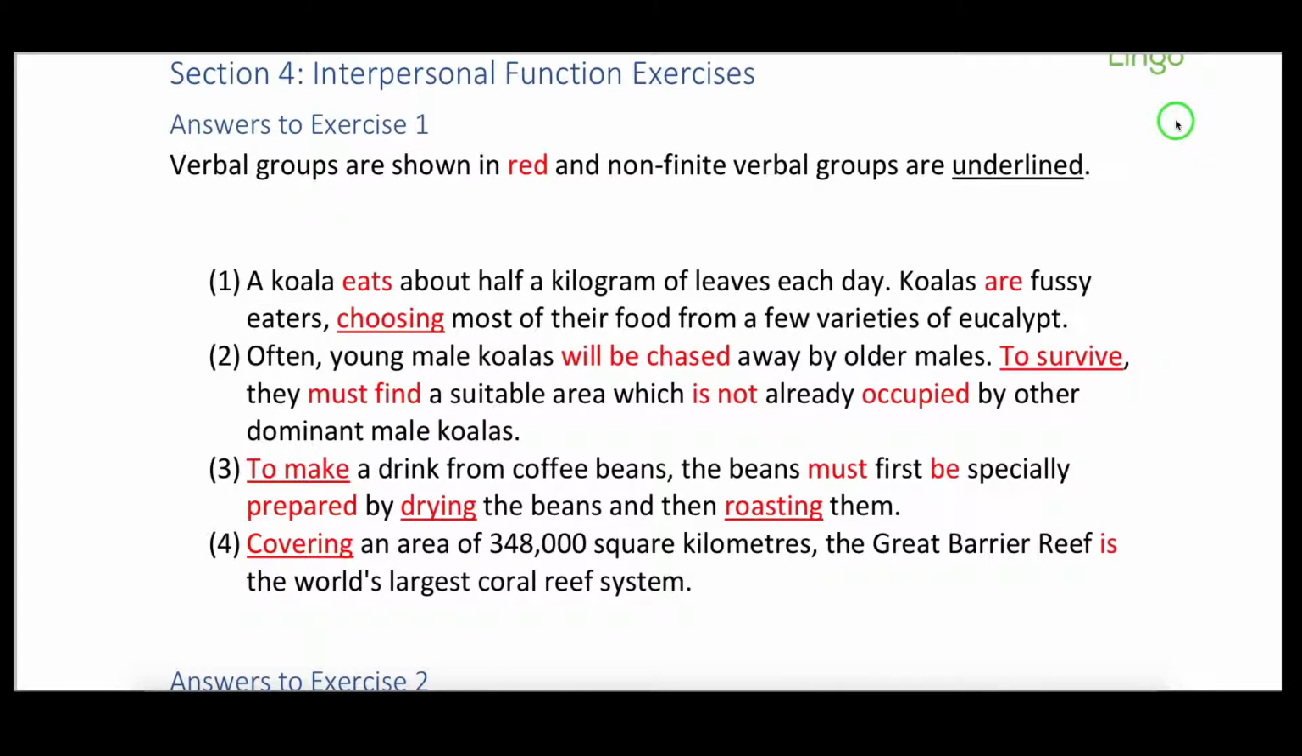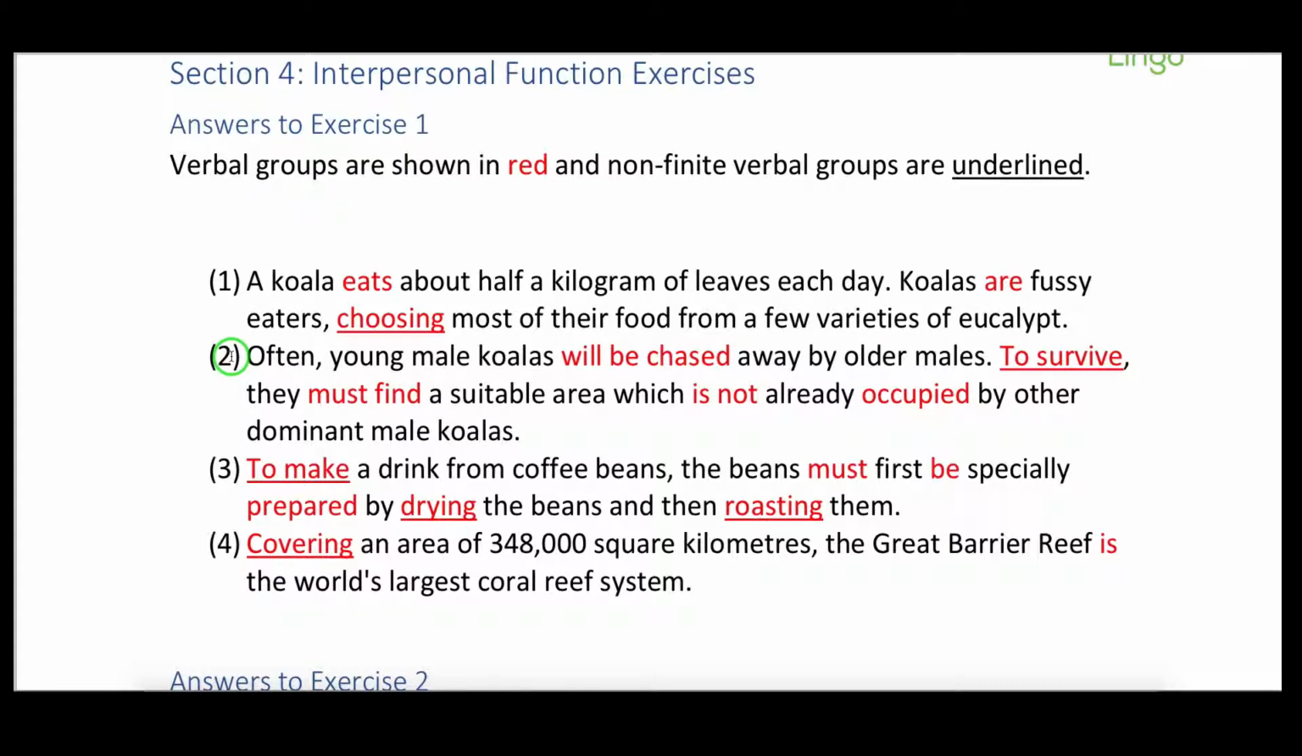Now, the confusing point is that this ing form is often referred to as the present participle. And indeed, I like to call it the present participle, but this can be confusing because there's no present tense in there. In the second example here, okay, often young male koalas will be chased away by older males. The verb group is will be chased, and the finite is will. So that's a finite verbal group.